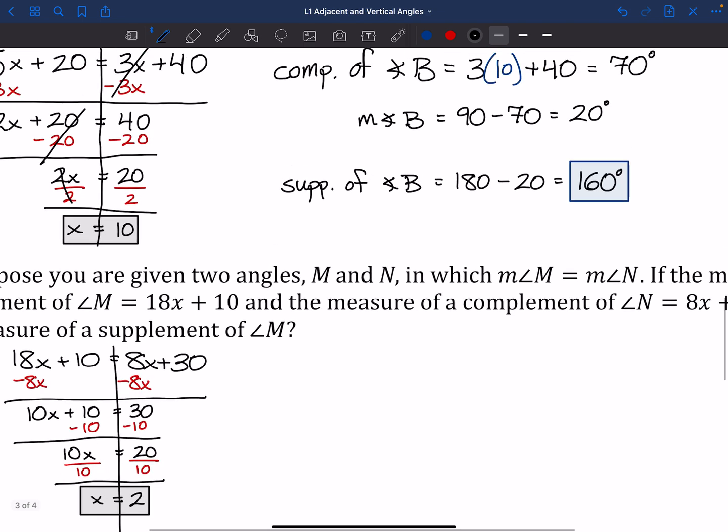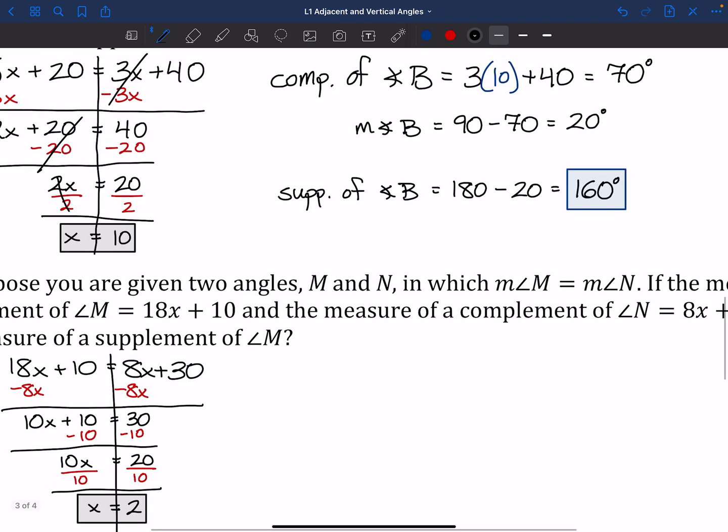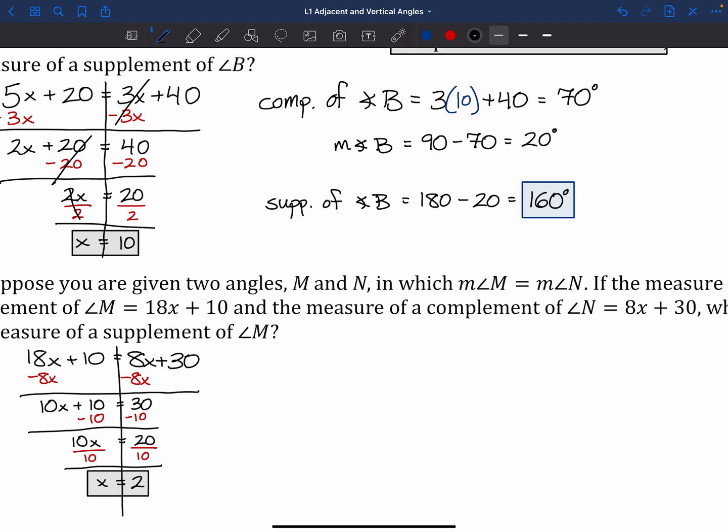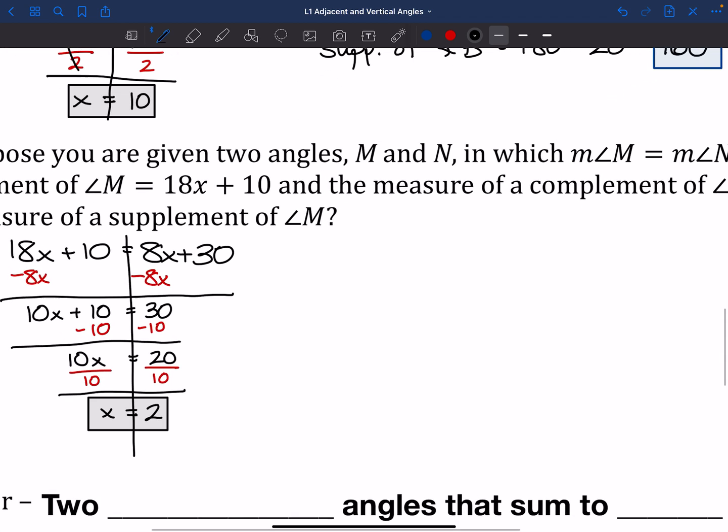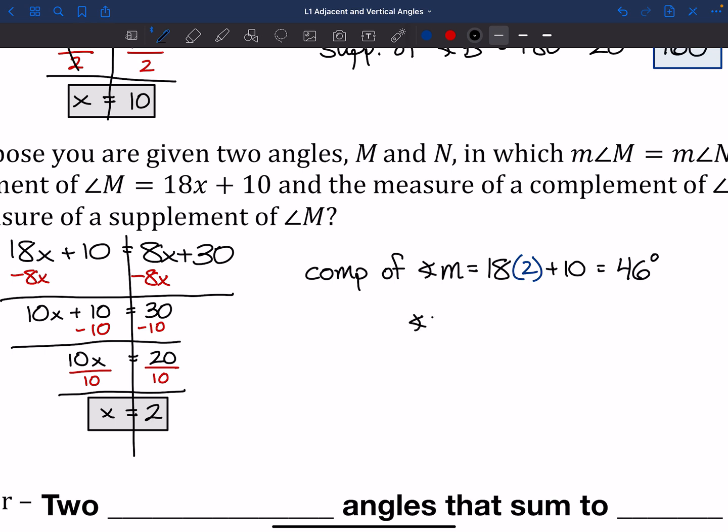So then just like on the last one, right, that opens up the ability to figure out what the complement is, right? We're looking for the measure of a supplement of m, right? So what I'm going to do is I can figure out the complement of m. So the measure of a complement of angle m is equal to 18x plus 10. So in this case, that's 18 times that 2 we found plus 10. So 18 times 2 is 36. 36 plus 10 more is 46.